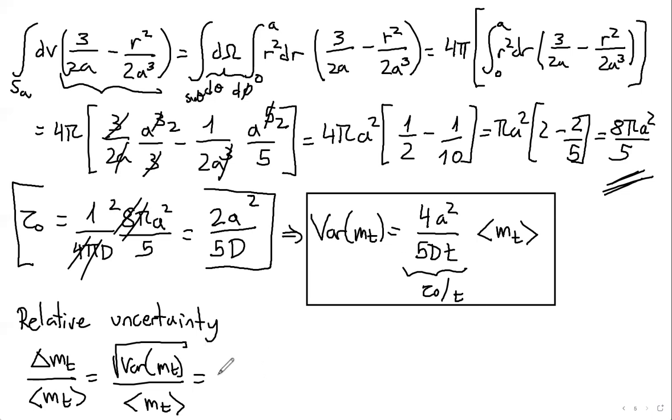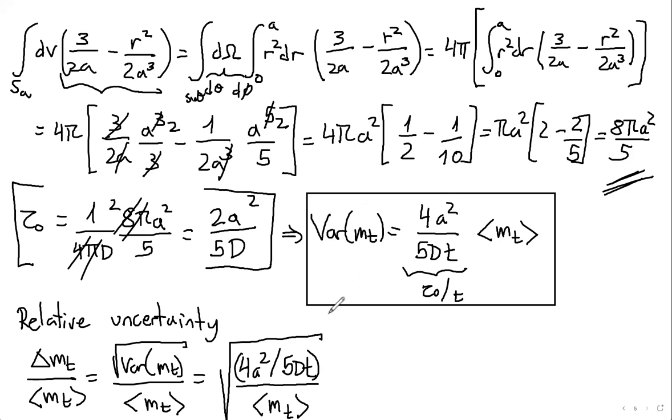So we get something like this. You see mt is here and mt is here with a square root. So the square root of mt divided by mt is 1 over the square root of mt. And the other is this factor, which is 4a squared divided by 5 dt, which I put in the numerator.